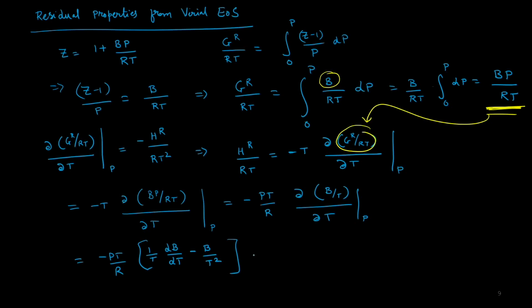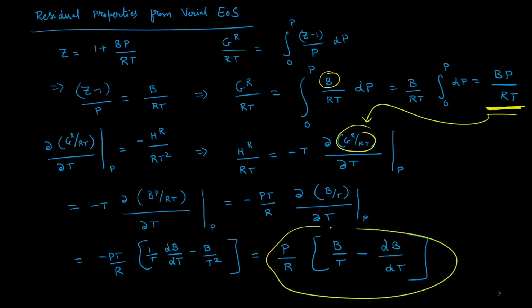Notice that I got rid of the partial derivative because B is only a function of temperature, so I can write just dB over dT. And then if I simplify this, it will be P over R times (B by T minus dB by dT). This is the expression for HR by RT.